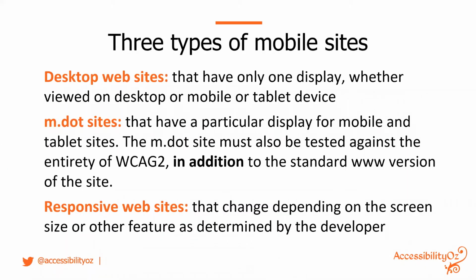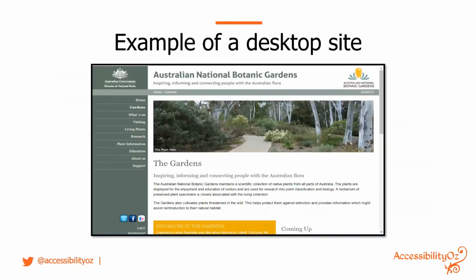There are desktop websites, which have only one display, whether you view it on a desktop, mobile or tablet device. Then there's an M.dot site, which has a particular display for mobile and tablet. The M.dot site must be tested against the entirety of WCAG 2, in addition to the www version of the site. And then you have responsive websites that change depending on the screen size or other features determined by the developer.